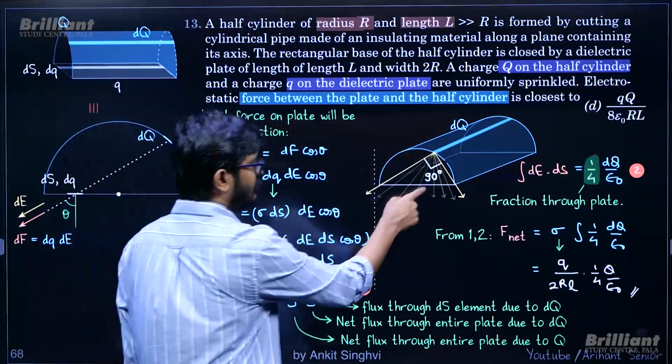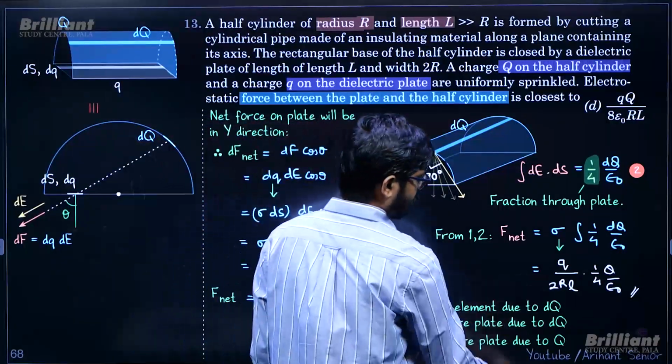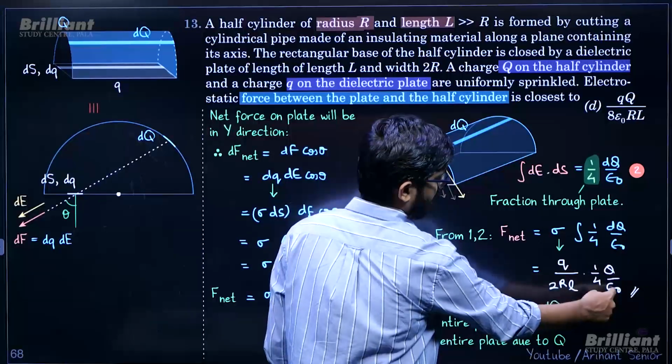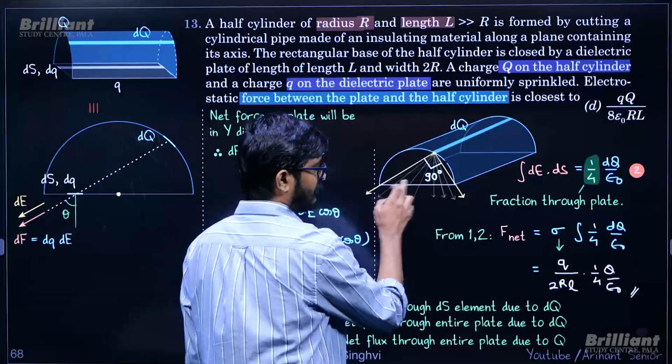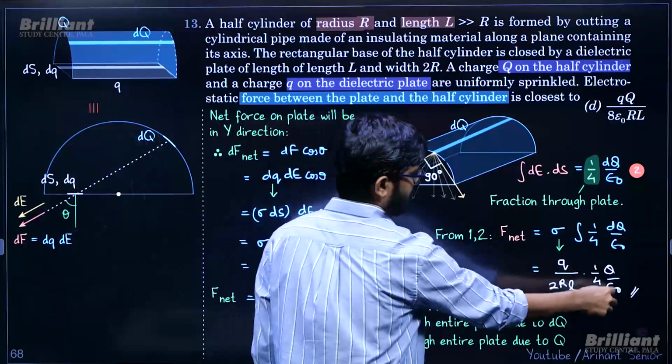So what is the total flux going through this plate? Total flux going through this plate is going to be 1/4 of q by epsilon naught. Flux going through the plate is going to be 1/4 of total flux because of this charge. Total flux because of this charge is q by epsilon naught.